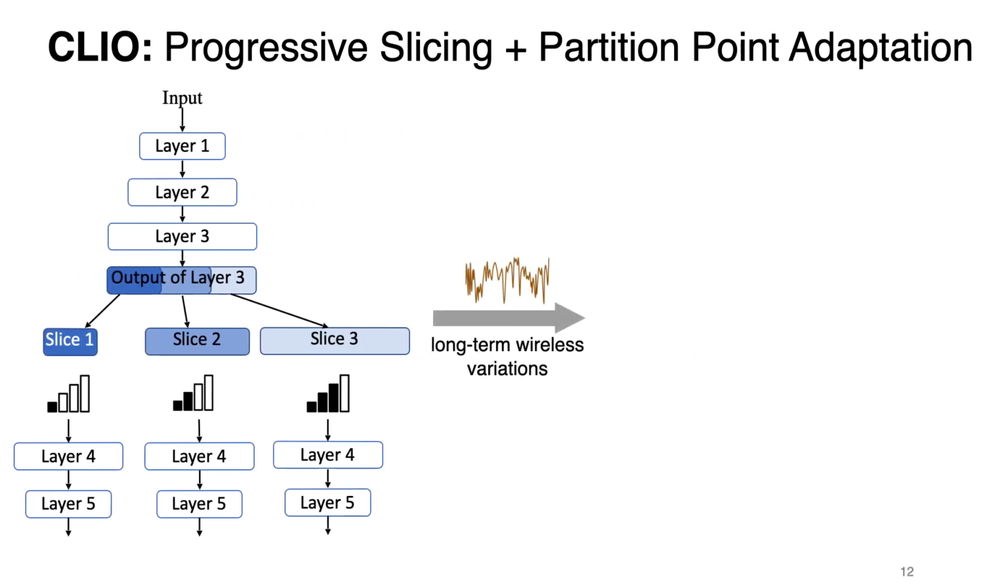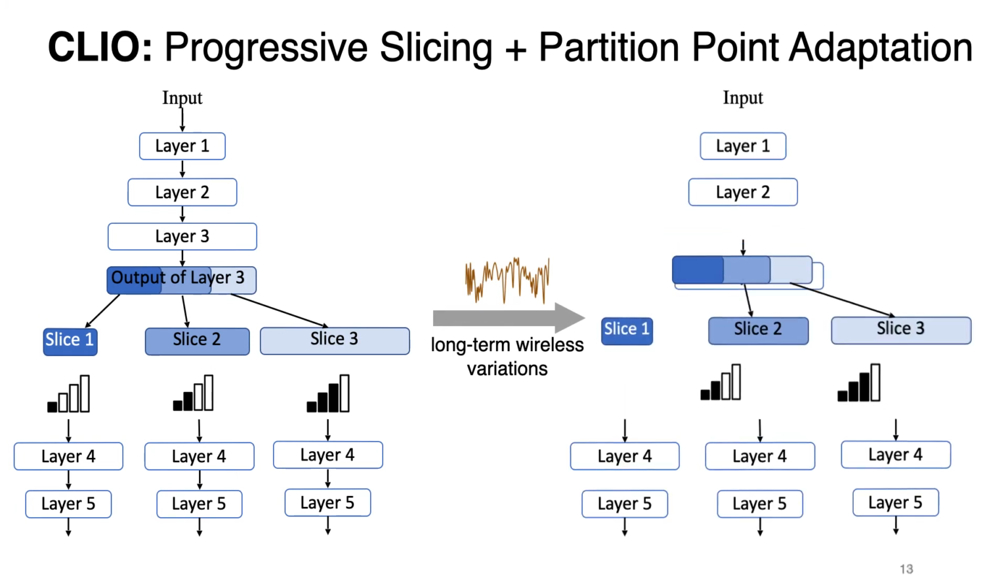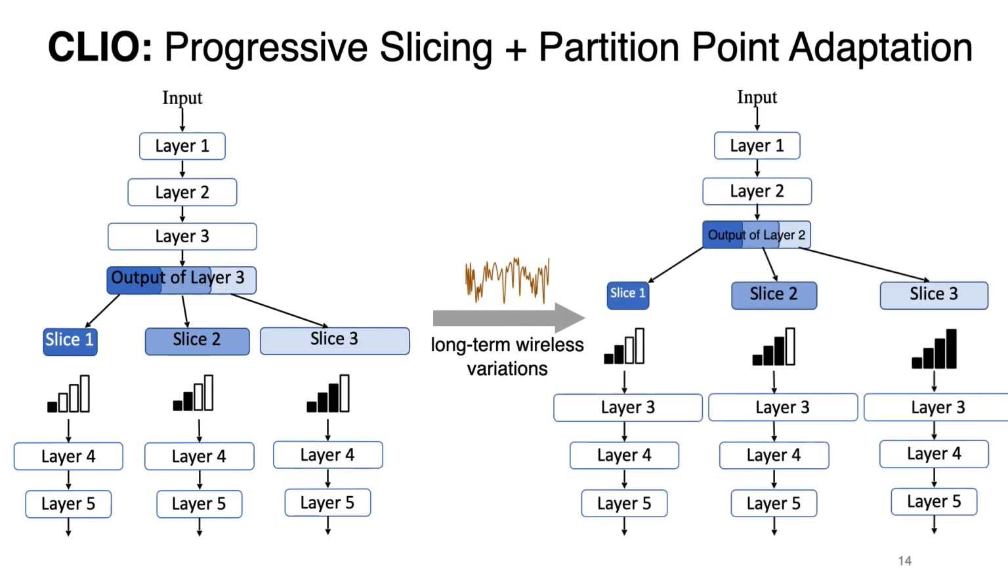We extend the benefits of progressive slicing by adaptive partitioning. For different network conditions, the best points to partition the model may be different, and the adaptive partitioning allows us to adapt the partition points so that we can adapt to long-term wireless variations.